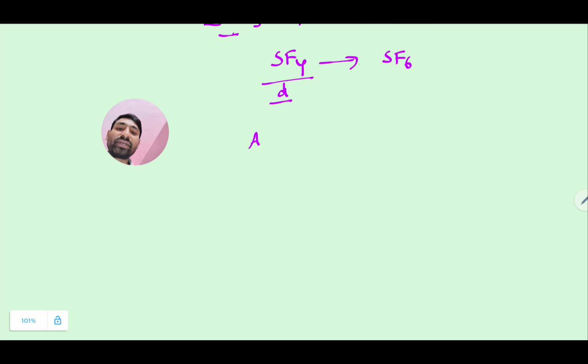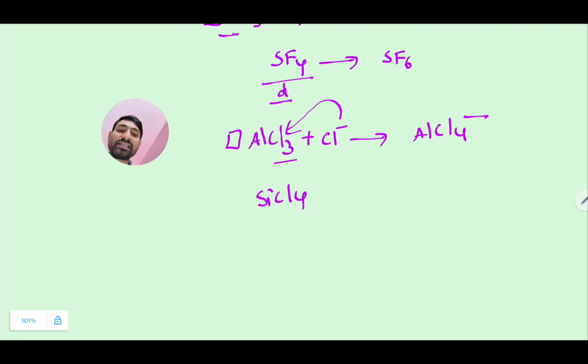For example, if you take AlCl3, it accepts a pair of electrons from chlorine and can become AlCl4 minus. So it accepts a pair of electrons due to the presence of vacant d orbitals and acts as an electrophile. And also it is an electron deficient compound. If you take SiCl4, silicon is a third period element and also it contains vacant d orbitals. So it accepts a pair of electrons from water and is involved in hydrolysis. So this one acts as an electrophile.